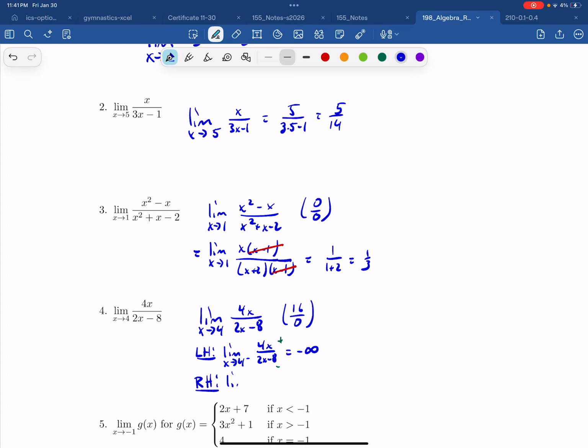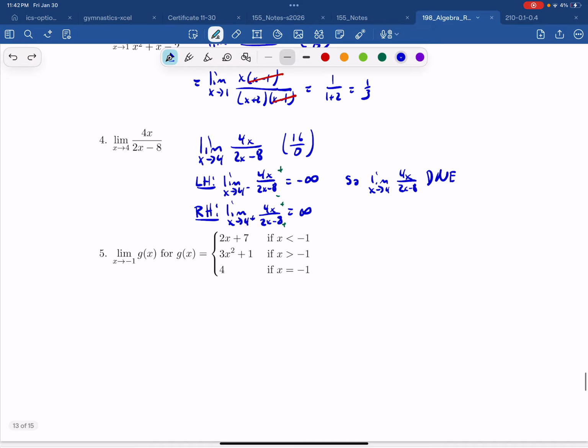Right hand, probably going to be the opposite. Not always going to be the opposite. But in this case, it will be the opposite, right? We have a positive over positive. All right. So our double-sided limit does not exist because the left and right-hand limits are not equal to each other. And now this one is a little different. This is what's called a piecewise function.